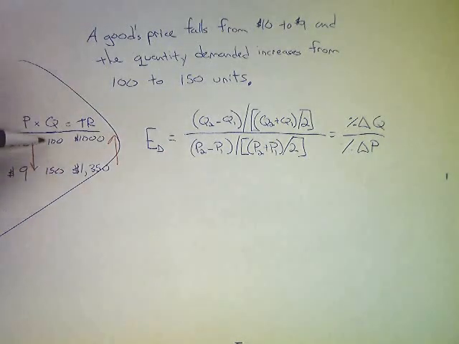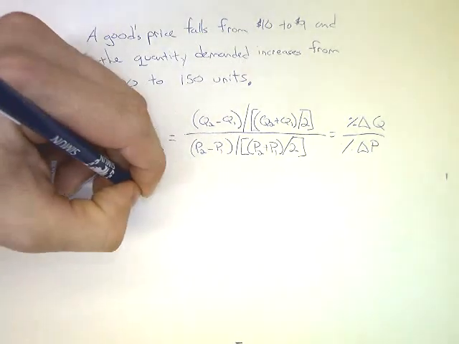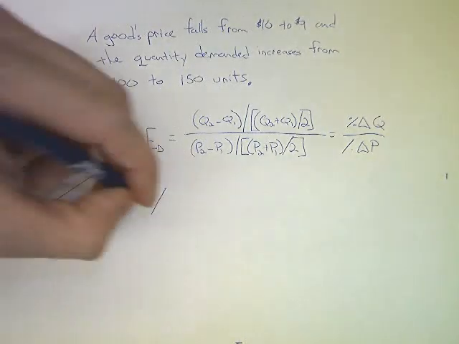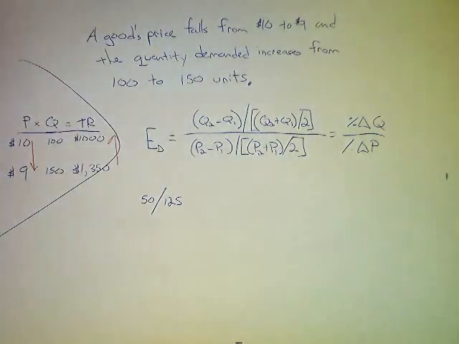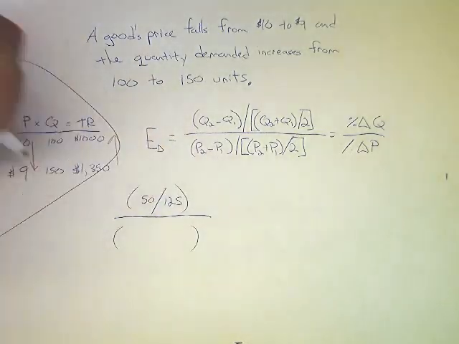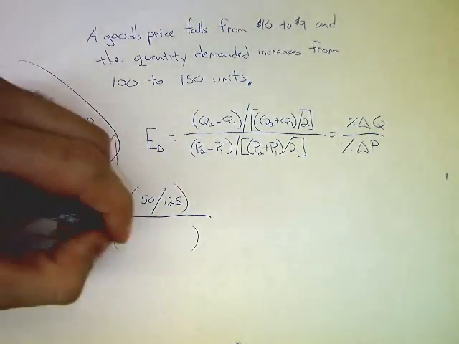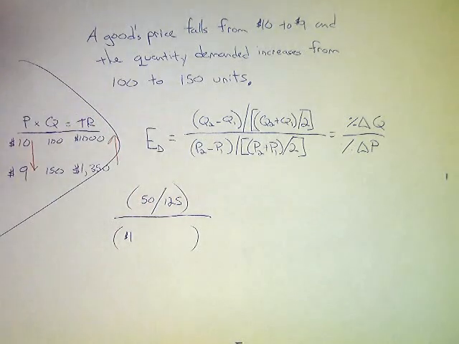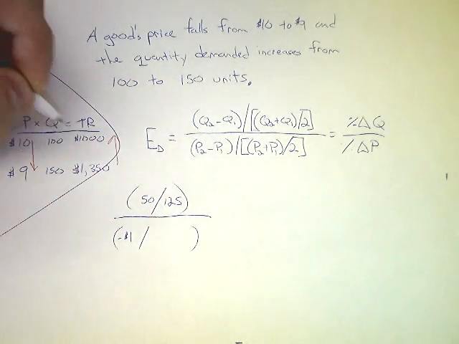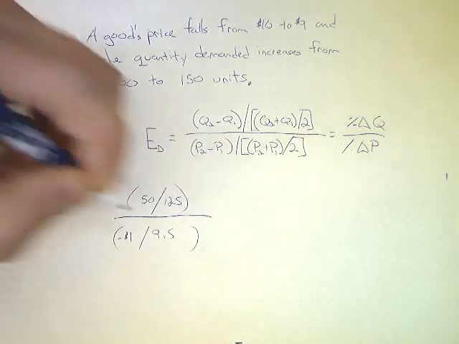So the difference between the two is going to be 50. And we're going to divide that by the midpoint between the two, that's 125. On the bottom of the equation, we are going to have the difference between the two prices, which is $1. It would actually be negative $1 if we follow that direction correctly, and we divide that by the midpoint in between the two prices, which is $9.50.